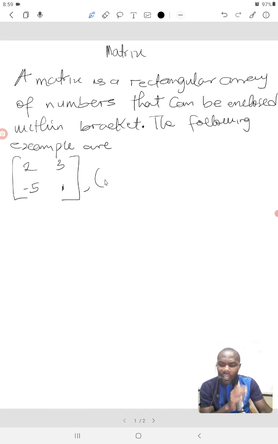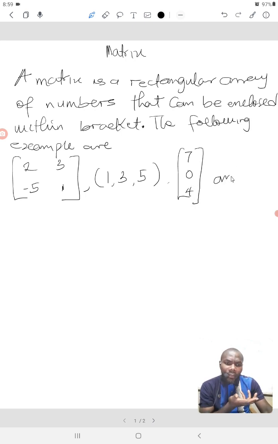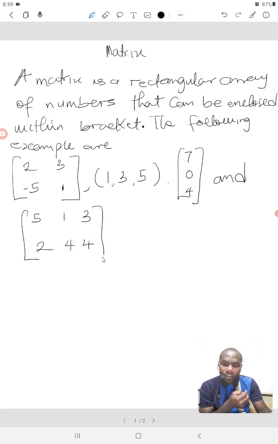It can also be written like this: 1, 3, 5. It's also a matrix. It can be written as this: 7, 0, 4. This is also a matrix. And another example is like this, which you may have seen. You see something like this: 2, 4, 4. So these are just examples of matrix.